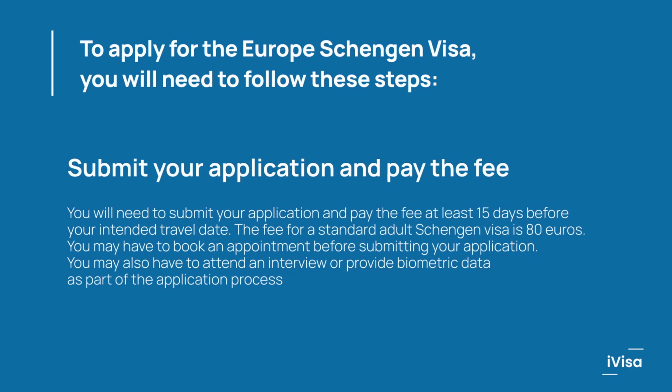Submit your application and pay the fee. You will need to submit your application and pay the fee at least 15 days before your intended travel date. The fee for a standard adult Schengen visa is 80 euros. You may have to book an appointment before submitting your application. You may also have to attend an interview or provide biometric data as part of the application process.